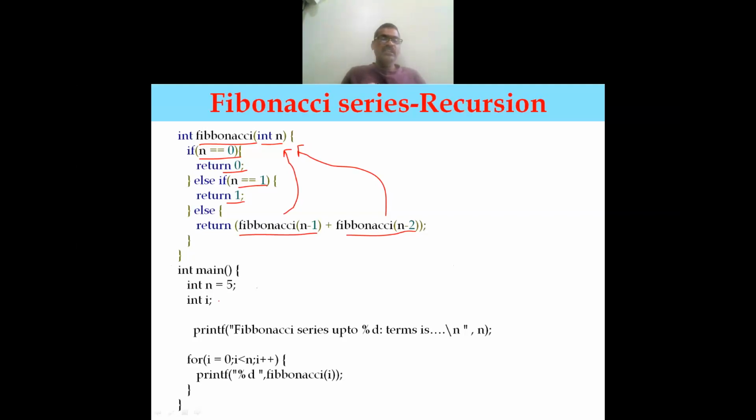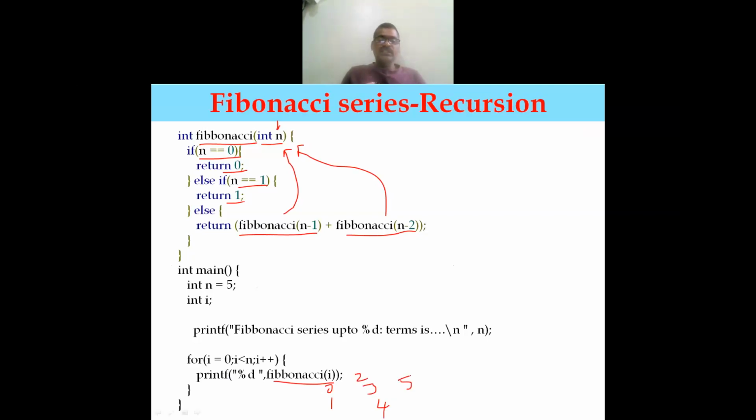And this is the main function, int n equal to 5. We are printing the Fibonacci series up to 5 terms, for i equal to 0, i less than n, i plus plus. Within this loop we are calling Fibonacci of i. So i equal to 0 means we are calling Fibonacci with the n value as 0, the 0th term, and it will return that. If you call with i equal to 1, that is the first term, i equal to 2 the second term, i equal to 3 the third term, i equal to 4 the fourth term, like that.